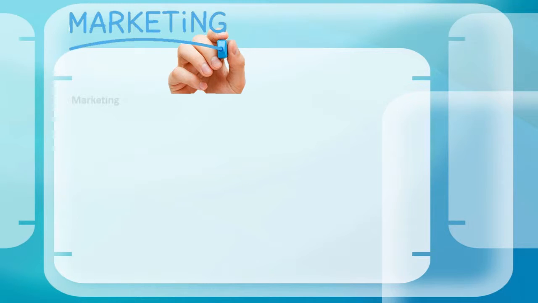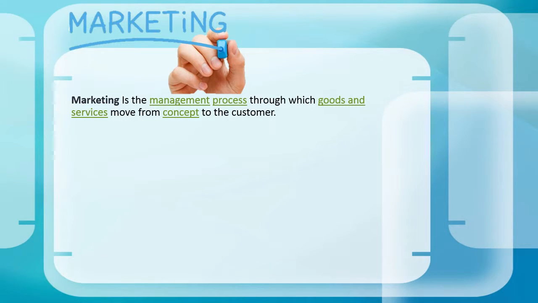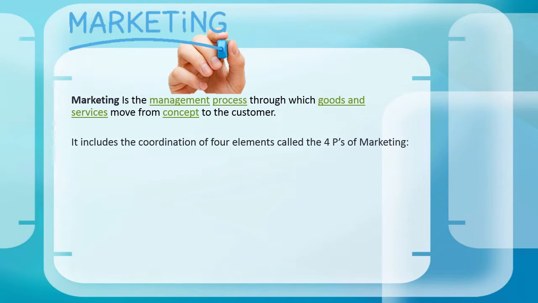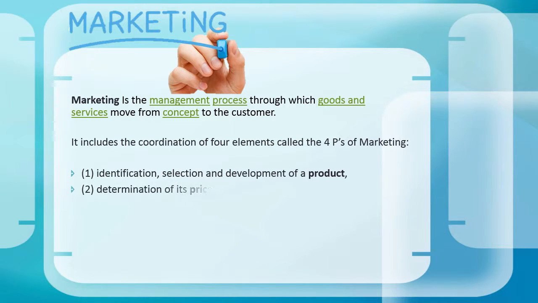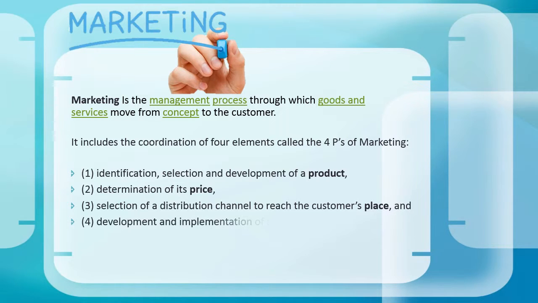Marketing. Marketing is the management process through which goods and services move from concept to the customer. It includes the coordination of four elements called the 4 P's of marketing. First, identification, selection, and development of a product. Determination of its price, selection of a distribution channel to reach customers' place, and development and implementation of a promotional strategy.